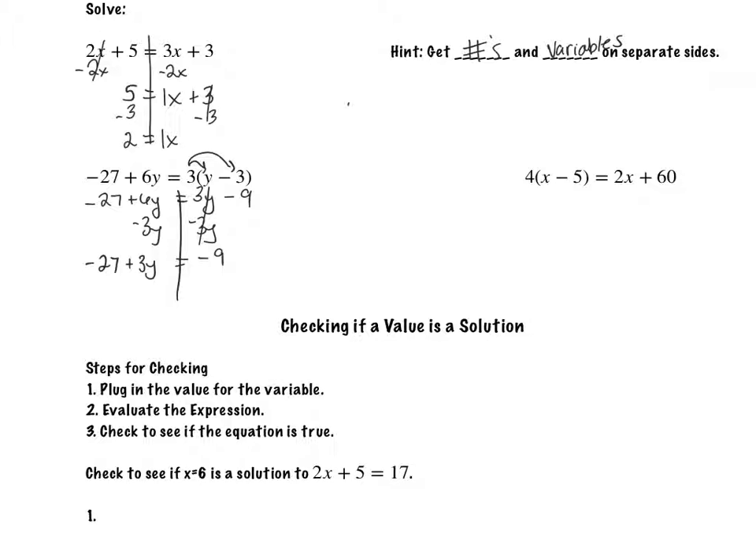So now I'm back to that whole idea where I have only numbers here, and I have both here, so I want to get rid of the numbers here. If I have a negative 27, I need to think about what I have to do to get that to 0. So I add the opposite. I'm going to add 27. That reduces to 0. Still have my 3y equals. Then if I do negative 9 plus 27, you get 18.